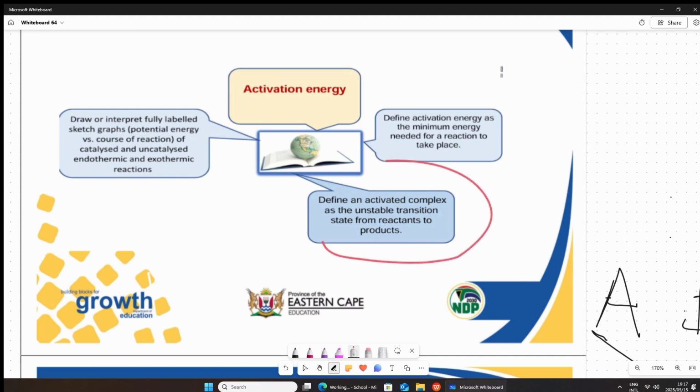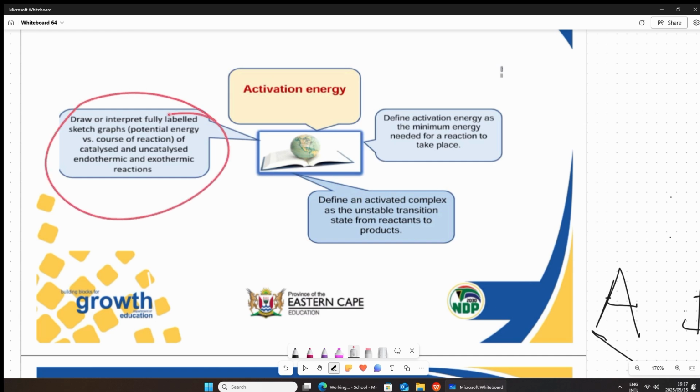At the state whereby the bonds are breaking, because in order for a reaction to take place, molecules need to be in their atomic state, meaning that old bonds need to break and new bonds need to form. At this state, whereby the old bonds are breaking and at the same time the new bonds are forming, we call this the activated complex. It is an unstable, high energy state of transition from reactants to products.